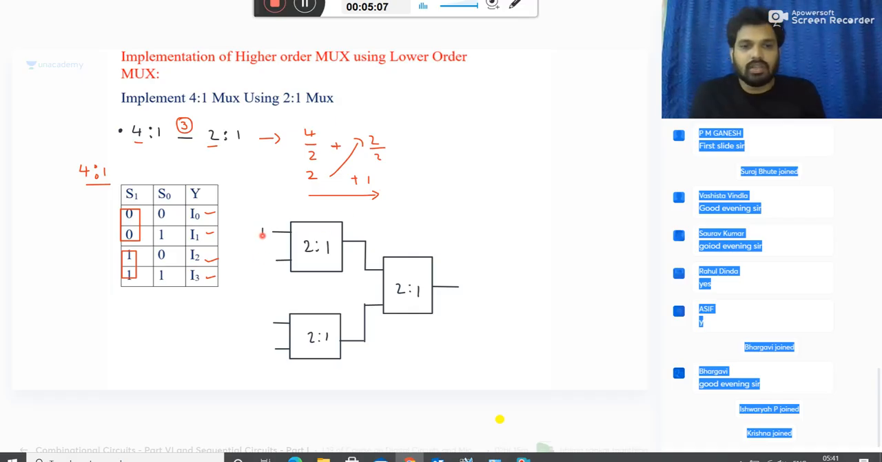So now see here. So this is your, here you connect I0, I1, I2, I3, and here you should take a higher order and a lower order. One minute. So the higher order is S1 and the lower order is S0.